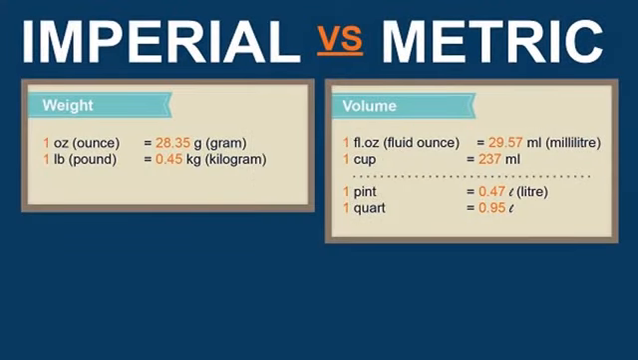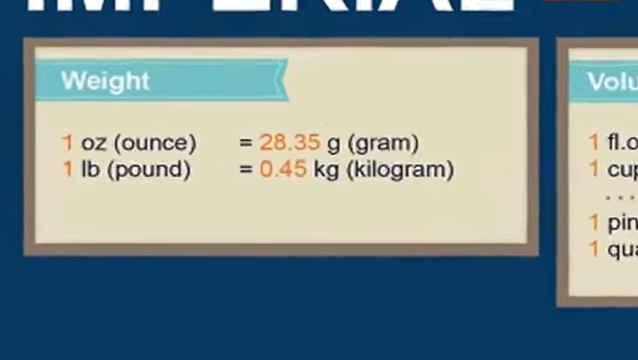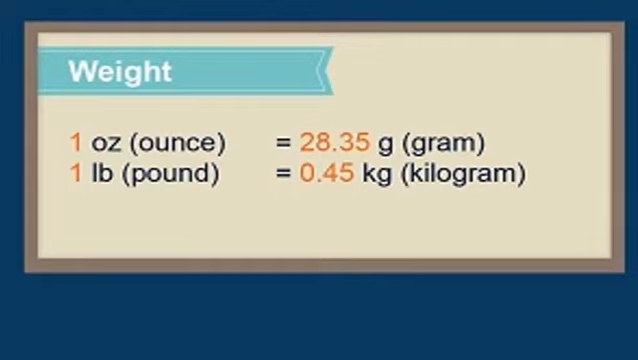To move from imperial to metric and metric to imperial, it's important that you have some kind of keystone piece of information. Let's discuss these for each one. For weight, an essential keystone is 1 ounce equals 28.35 grams, or 1 pound equals 0.45 kilograms. This will allow you to be able to move from imperial measurements to metric and from metric to imperial.